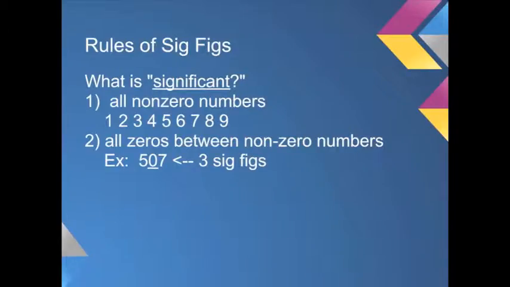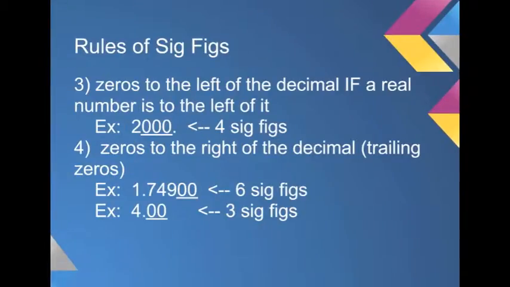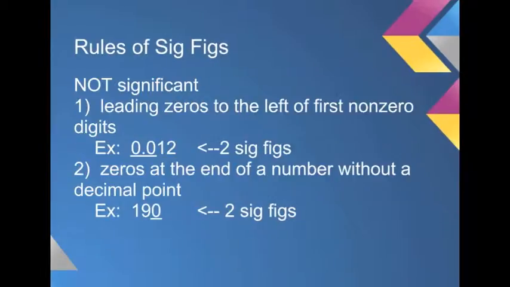The rules of significant digits are: all non-zero numbers are significant, as well as all zeros between them. Zeros in between a decimal and a real number are significant, as well as zeros to the right of a decimal, which are called trailing zeros. Leading zeros are not significant, as well as zeros at the end of a number without a decimal point.